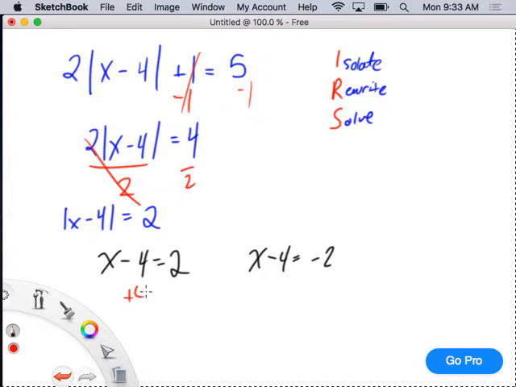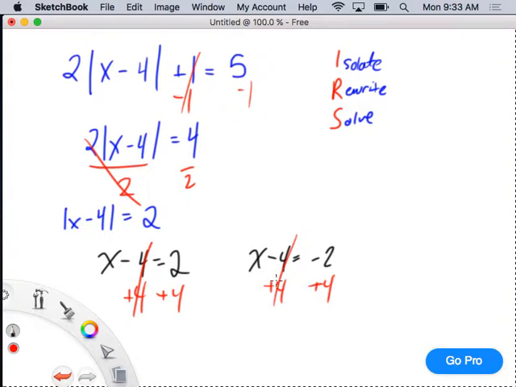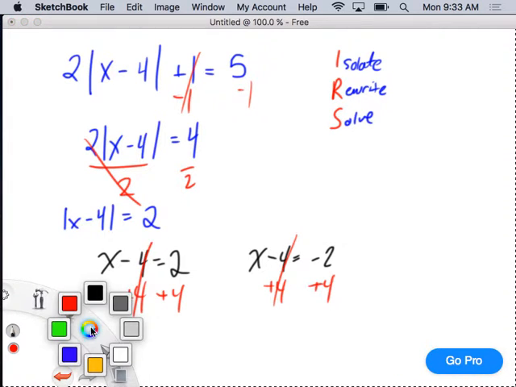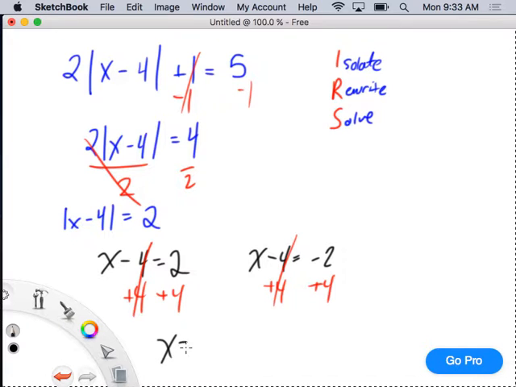Add 4 to both sides. And I end up with x equals 6 and x equals 2. And if I plug either of those into the equation, I should be able to see that I got the right answer. You see, isolate, rewrite, solve. That last step here is, once I rewrote it, I just solved for x. You see? You guys remember that? Any questions? Okay.